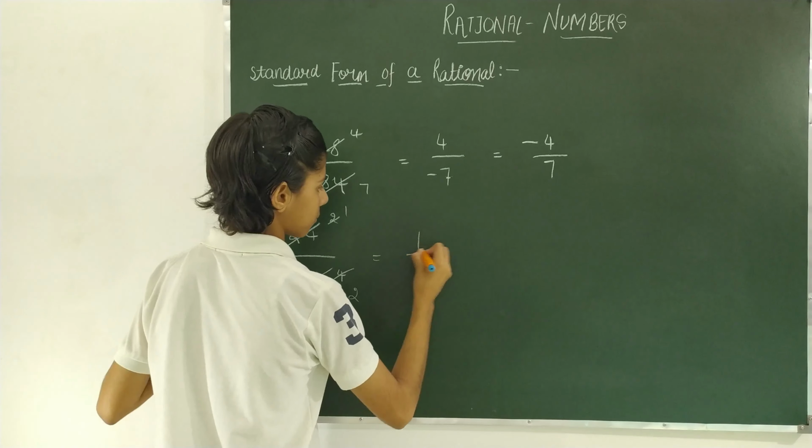Next is existence of additive identity. Additive identity for all the rational numbers is 0. For example, we have a rational number a by b. If we add 0, the answer will come same. So 0 is the additive identity for all the rational numbers. This property is known as existence of additive identity.